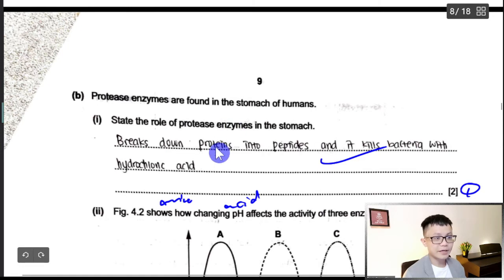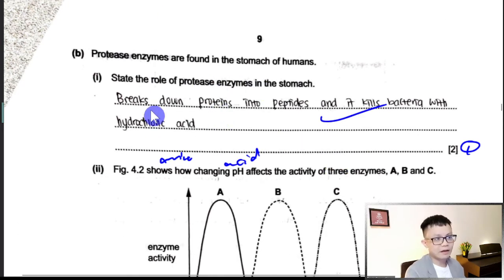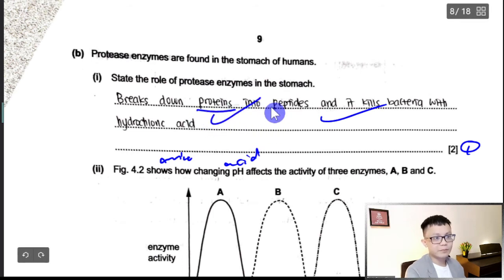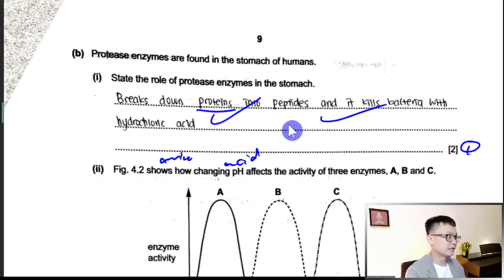Okay, so if it breaks down protein, you get 1 mark. But I still give 1 mark. Or "break down protein" is here, okay. It breaks down protein into amino acid. So the keyword is amino acid.